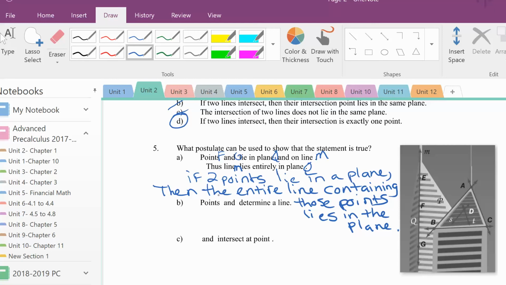All right, so then the next question says points A and C determine a line. Right? So remember, basically we're saying you have 2 points, you get a line. So there's a postulate that says through any 2 points, there is exactly one line.